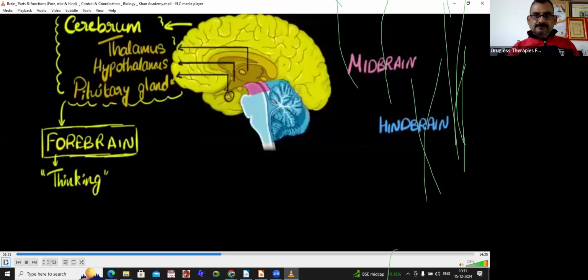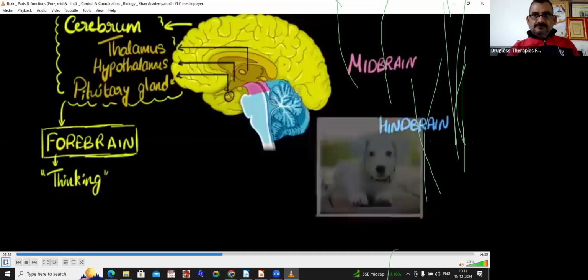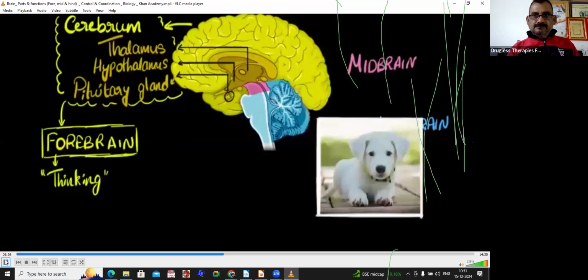But what else can your forebrain do? Take a look at this picture. The reason you're able to see this is because of your forebrain. You may be wondering, wait, it's my eyes, right? But the eyes send the signal to the brain, and it's your forebrain that does the processing. Similarly, you can hear me right now because of your forebrain. All five senses, you can sense them because of your forebrain. So one important function of your forebrain is sensing.